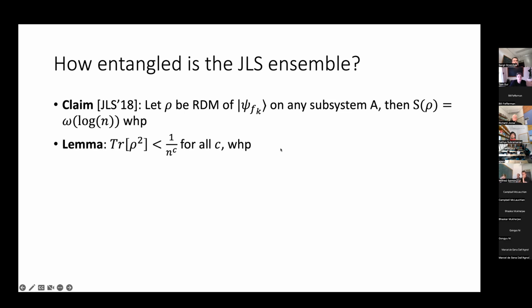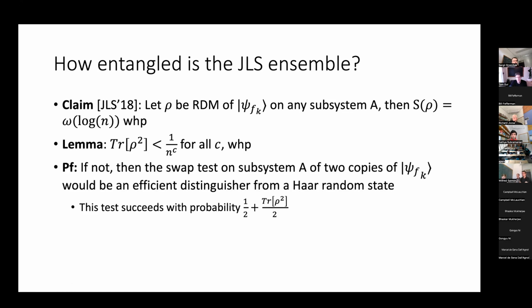And the proof is really simple, so I thought I would sketch it. It's a simple lemma: the trace of rho squared has to be strictly less than any 1 over polynomial quantity with high probability. The reason is that if the trace of rho squared happened to be greater than or equal to 1 over n to the c for some constant c, then there would be a very simple distinguisher from uniform, which would be the swap test. You take two copies of these states, psi sub fk, and apply the swap test on subsystem A of the two copies, and the claim is that this would be an efficient distinguisher that would distinguish psi sub fk from a Haar-random state.